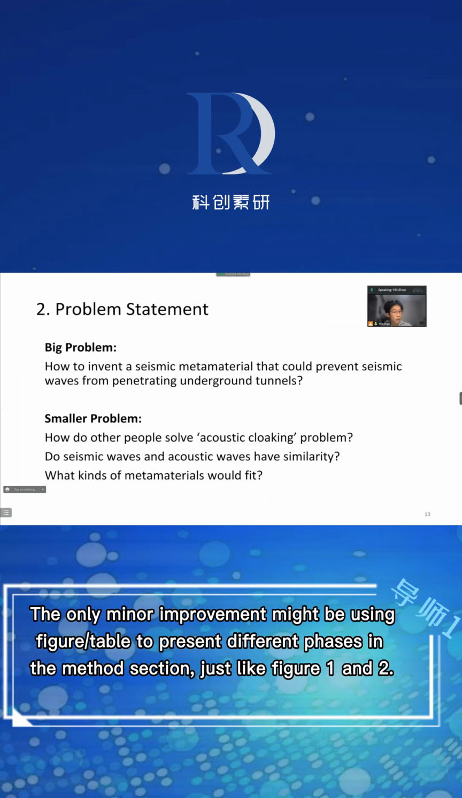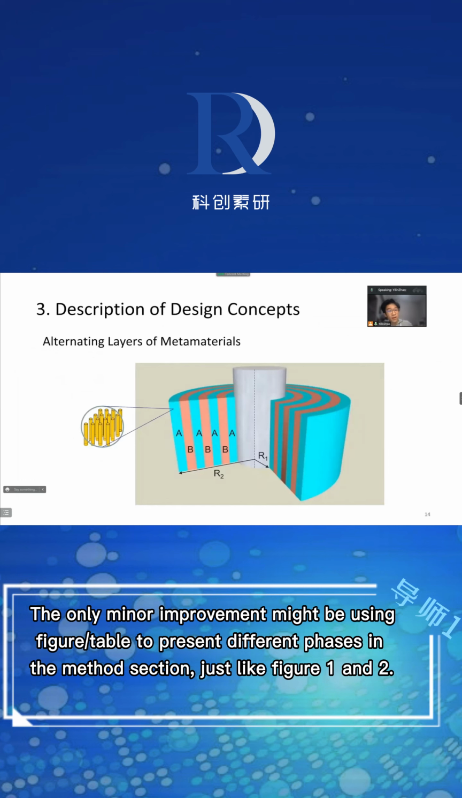And if we divide it into smaller problems, we would ask, how do other people solve the acoustic cloaking problem? And the second problem is, what similarity does the acoustic problem have with the seismic wave problem? And we may see that they are both transverse waves, so that is their similarity. So it enables us to borrow some concepts from the acoustic cloaking theory. And what kind of metamaterial would fit? So let's go and resolve our problems in the following slides.